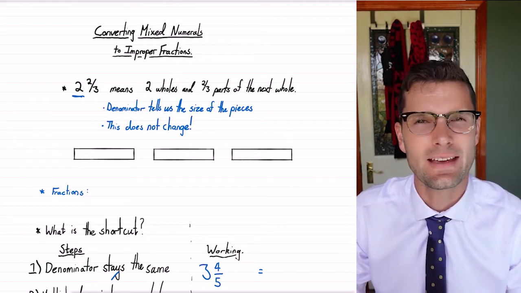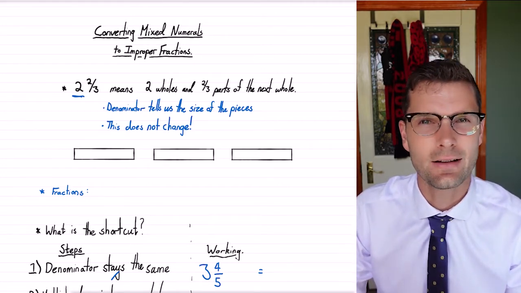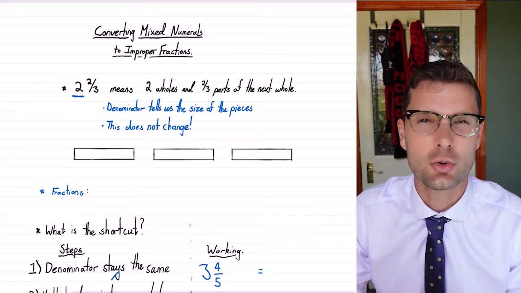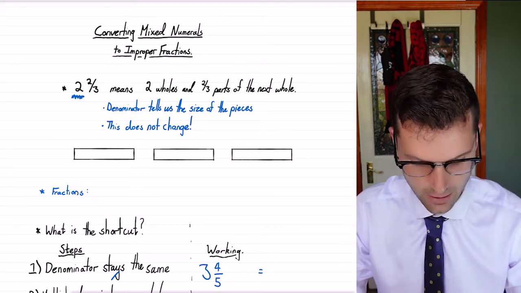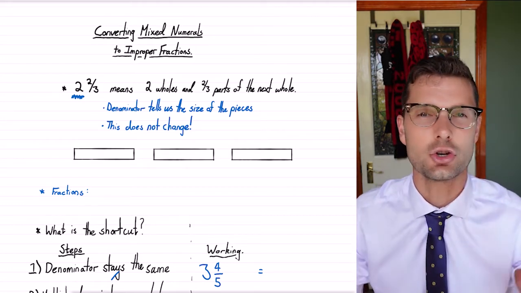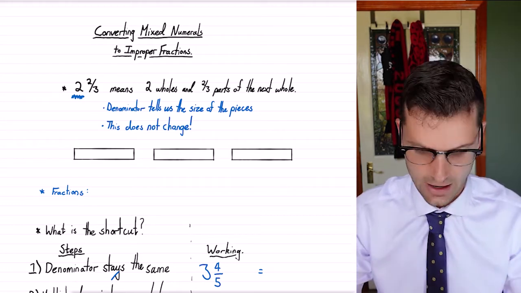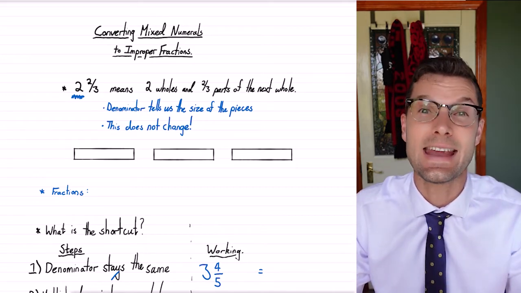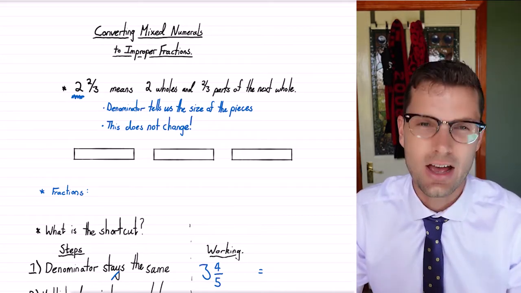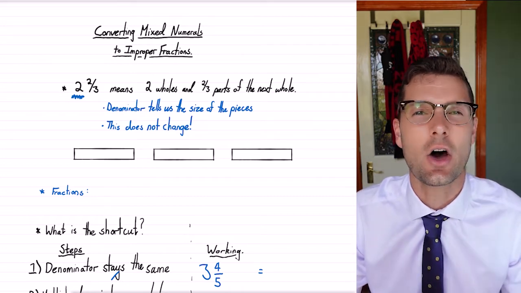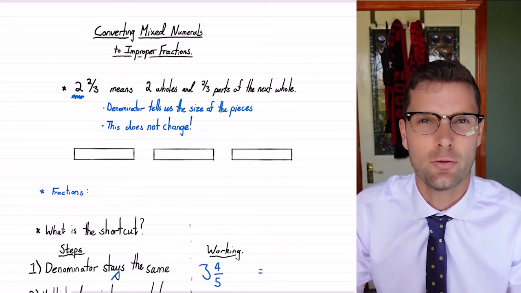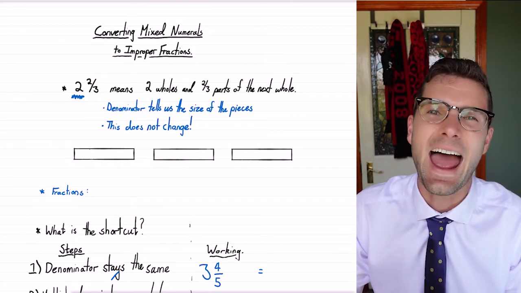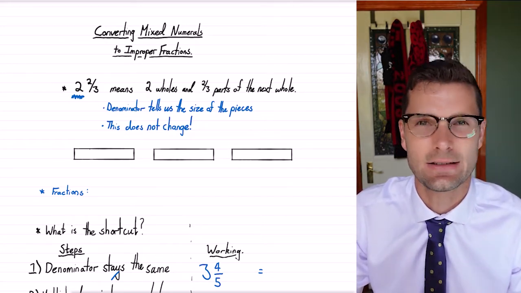So remember we've got these numbers that have a whole number out the front and then a fraction after it. So in this example here we've got 2 and 2/3. The 2 out the front just means we've got two whole groups, okay? And then the fraction is telling us how far along we are to get to that next third whole group. So the denominator tells us the size of the pieces, just like in normal fractions. So in this one, we've got groups of 3, okay? And this does not change in our answer at all.